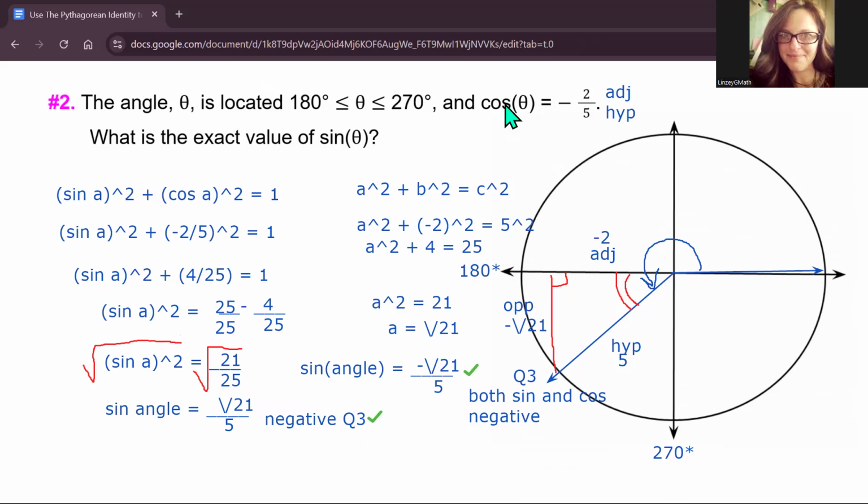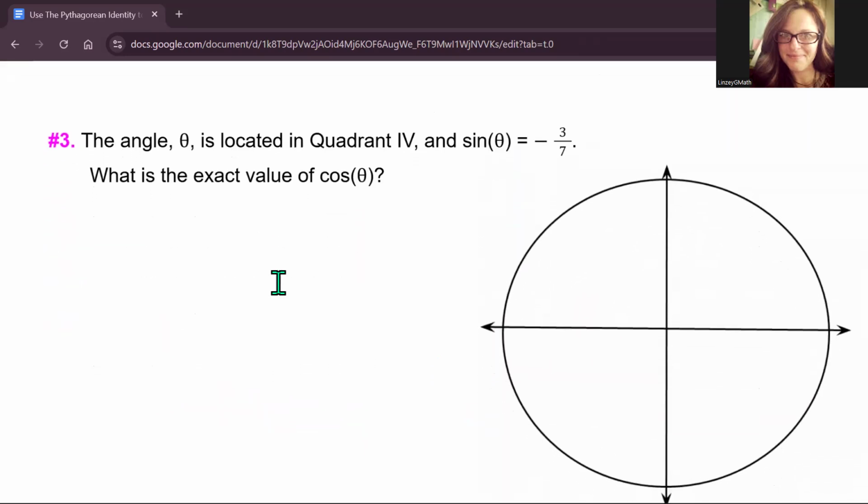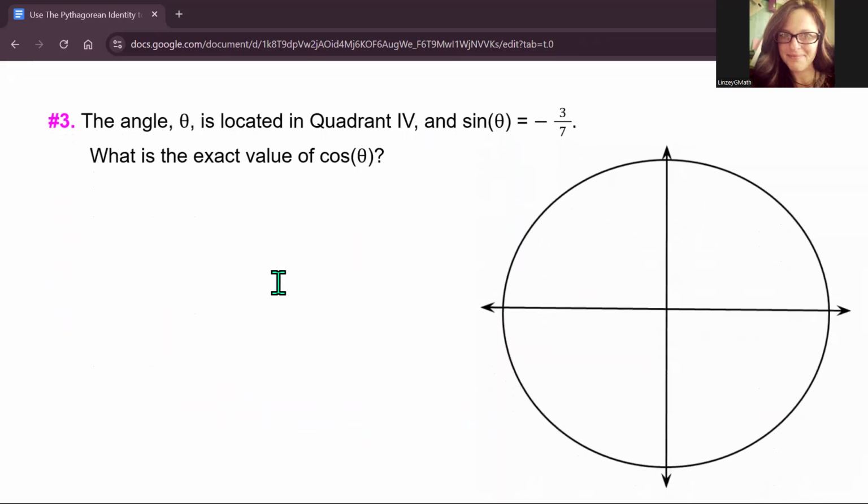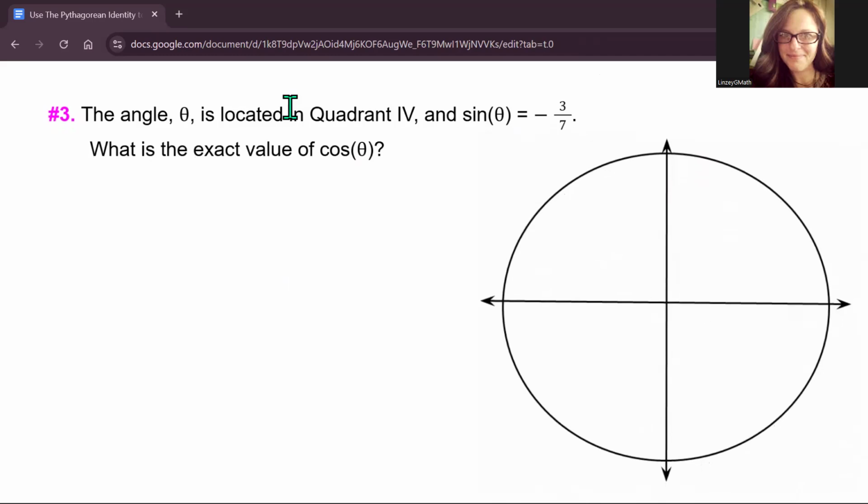And the last one, number 3. We'll do one more so you can figure out which method you prefer to solve. Knowing both is helpful just in case you have a problem that's phrased differently.